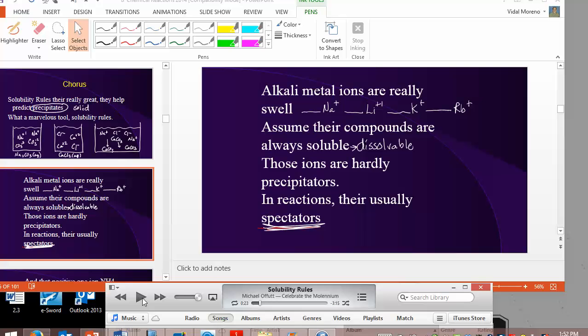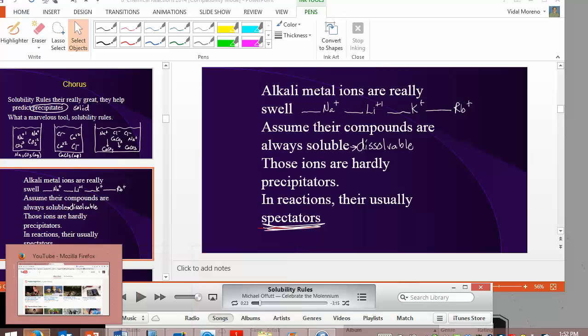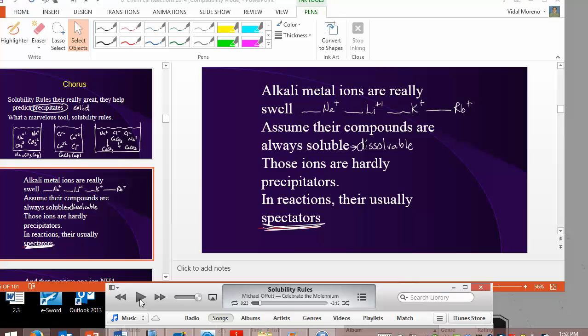Those ions are hardly precipitators. In reactions, they're usually spectators.